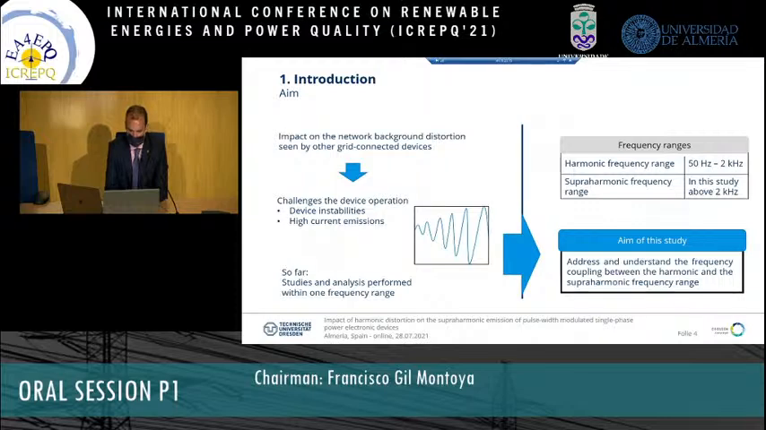So far, the studies have been performed in different frequency ranges, namely the harmonic frequency range, which is typically between 50 hertz and 2 kilohertz. And as we define it in this study, also the supraharmonic frequency range above 2 kilohertz, up to often 150 kilohertz and even above. So this study aims to address and understand the frequency coupling between the harmonic and the supraharmonic range. So not study them independently, but look at the impact of single-phase inverters and converters on this interaction between the frequency ranges.